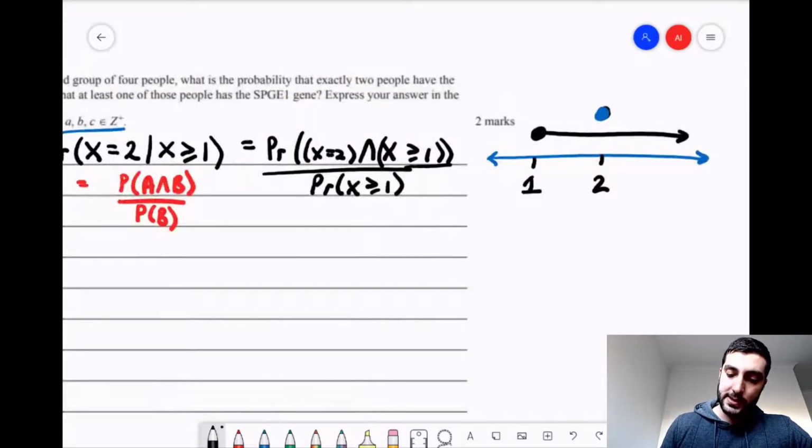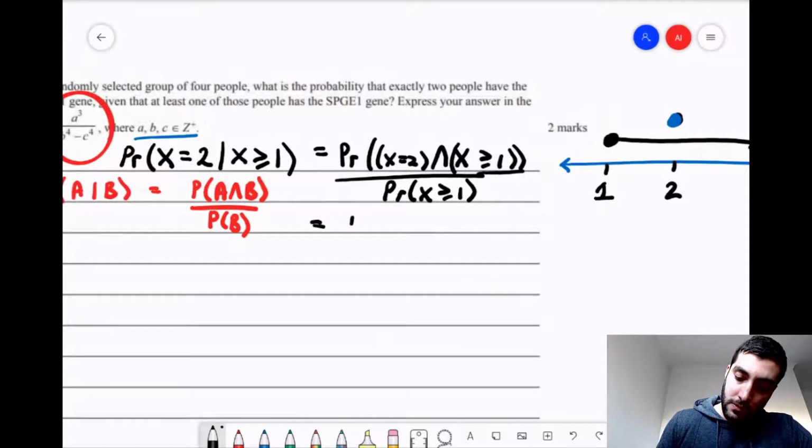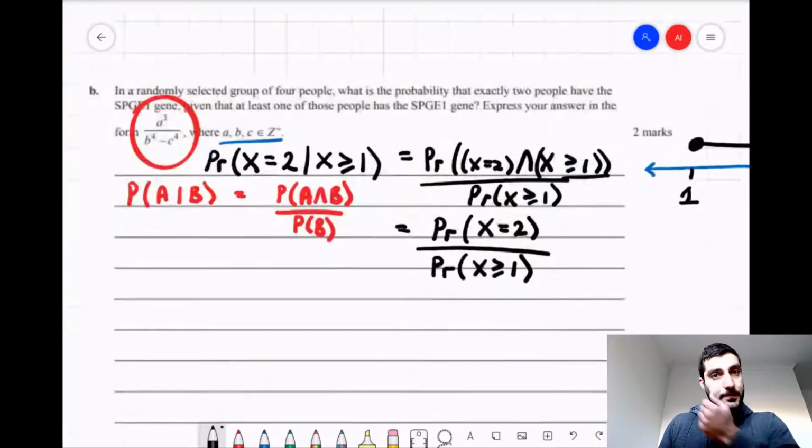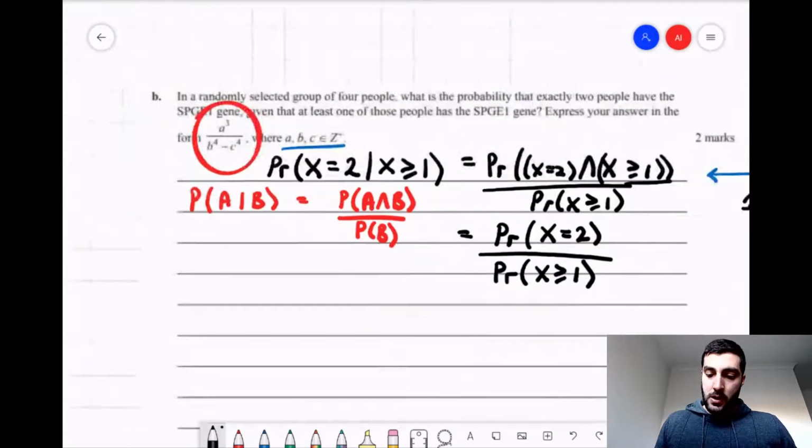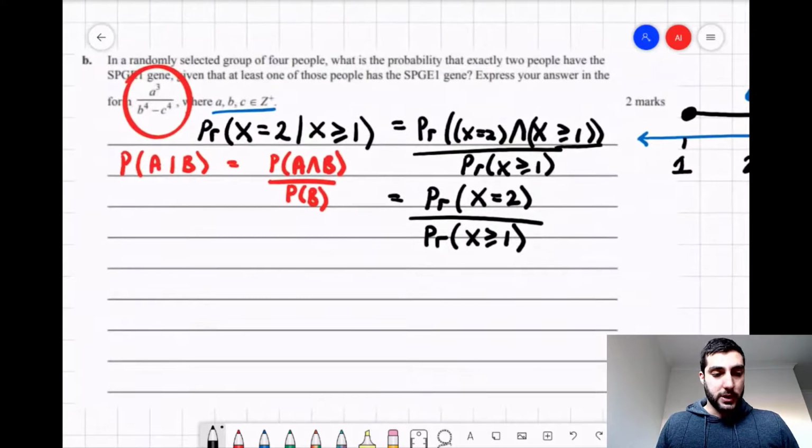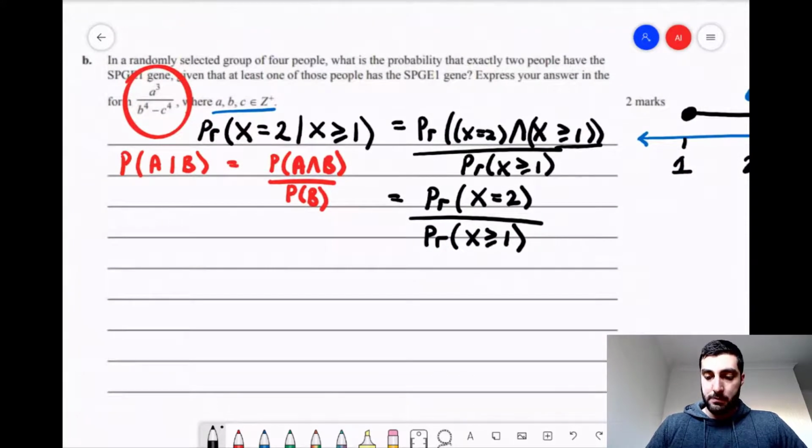Meaning we can re-express this new probability of the intersection as simply probability x is equal to 2. So the whole probability that we're actually searching for is this probability x is equal to 2 divided by the probability x is greater than or equal to 1. Okay, getting there. So we've done a lot of the groundwork now. We're almost ready to start putting numbers in, but there's one more thing I'd like to do before we do that.